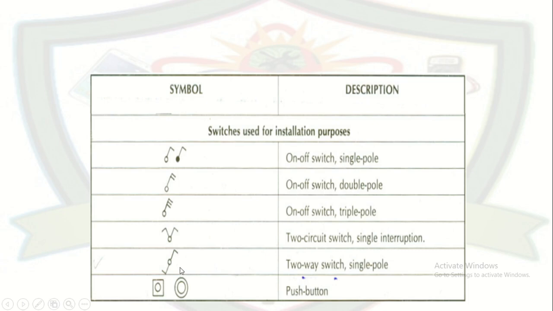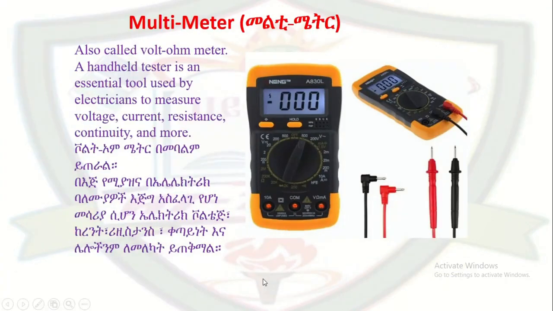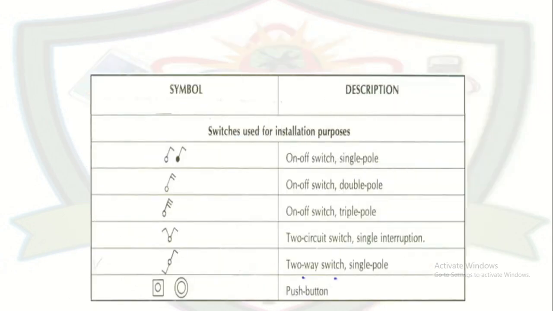So this is an important switch, for example for a level. We can use this kind of switch. This is an important two-way switch. We call it two-way switch. Okay, the last is push button. We use this symbol for the push button.